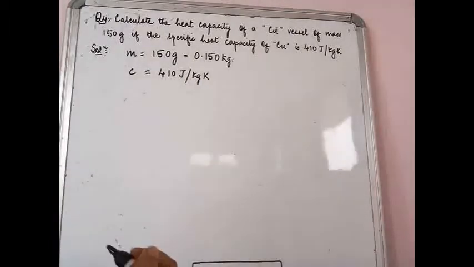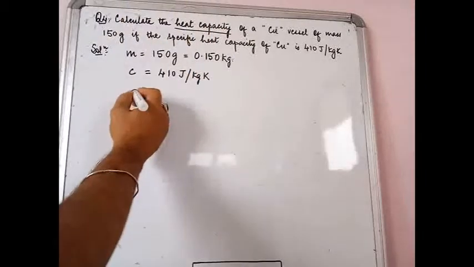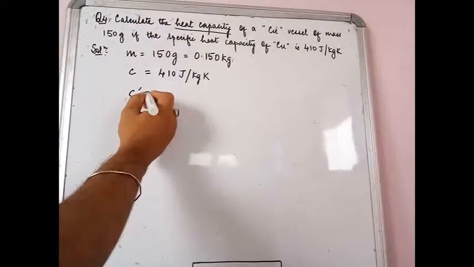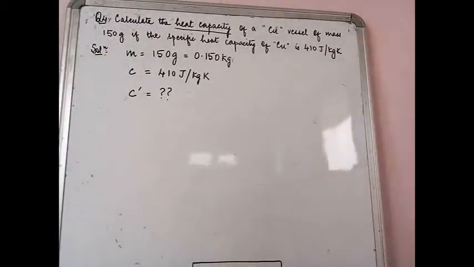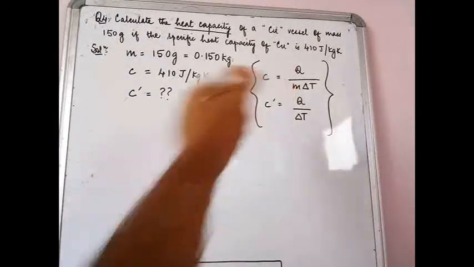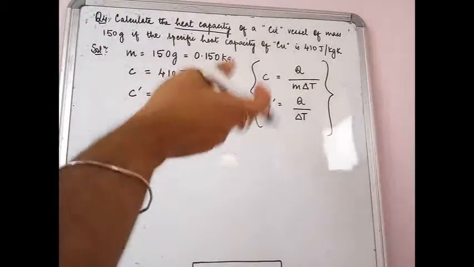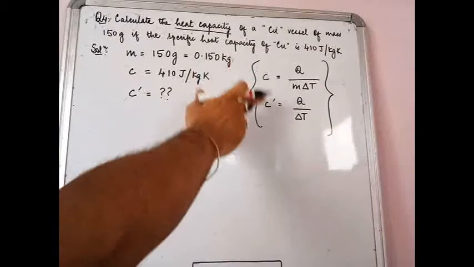Okay, what are we being asked? We are being asked the heat capacity. So that means we are basically being asked the value of C dash. Now have a look at these two formulae once again. I have listed those two formulae. So we will now try to establish a relationship between C and C dash.